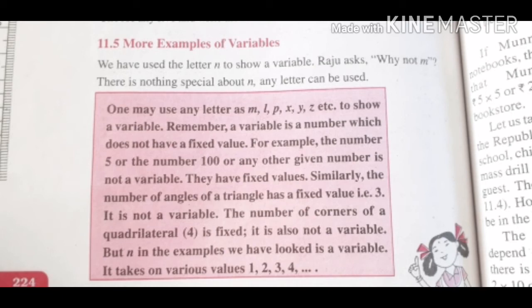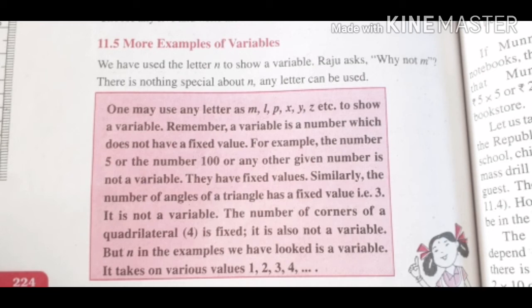Remember, a variable is one which does not have a fixed value. For example, the number 5 or the number 100 or any given number is not a variable. They are called fixed values. So these numbers are called fixed values, but variables do not have a fixed value. The number of angles of a triangle is three. This number is fixed. So for the triangle, square, hexagon, pentagon, we cannot take them because they have a fixed number of angles. But n, the example we have looked at as a variable, takes on the numbers 1, 2, 3, 4.